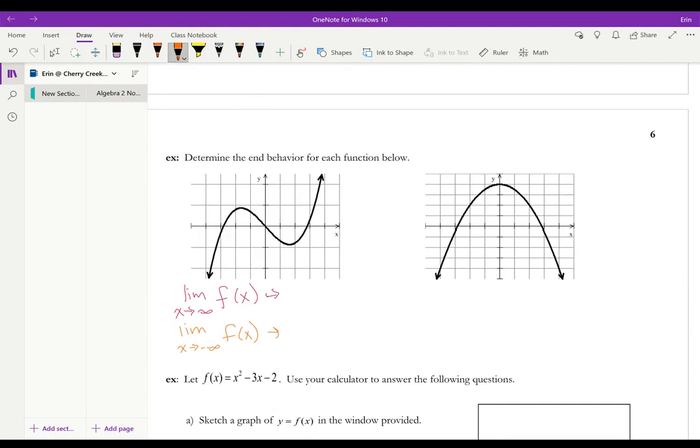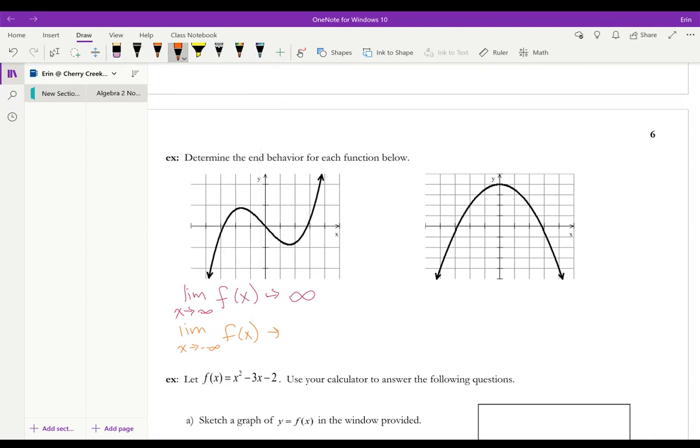So let's go back to this first limit. All I'm asking is, as the x values get really big, what's happening to the function? So when I look at my graph, as my x values get bigger and bigger and bigger, or as my eyes move further and further to the right, the function, or the graph, continues to go up, up, up, up, up. Meaning that as the x values get infinitely big, the function, or the y values, go up towards positive infinity.